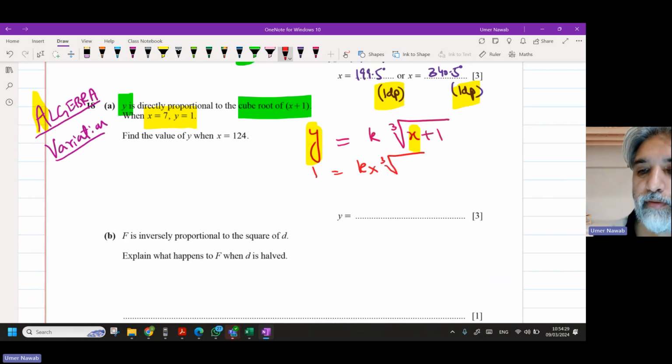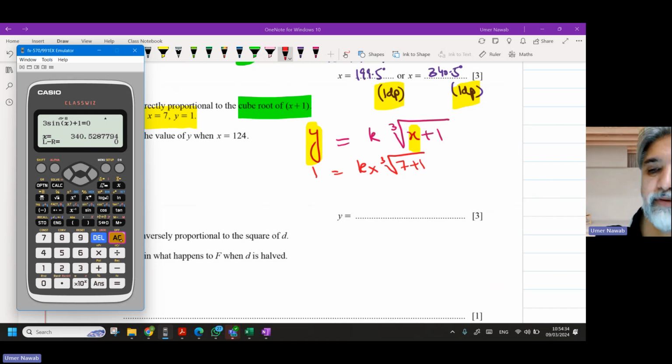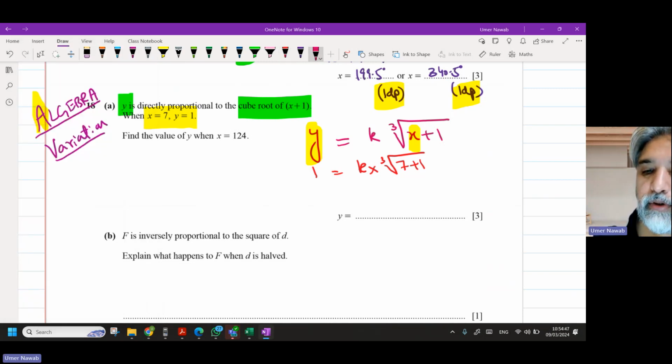And the cube root of this is 7 plus 1. I can easily get the cube root of 7 plus 1, although it is the cube root of 8, which is 2. I know that. But for those students who want to rely on a calculator, they can easily do it. 7 plus 1 gives you 2. So 1 is equal to k times 2. Then 1 over 2 is k. I found k.